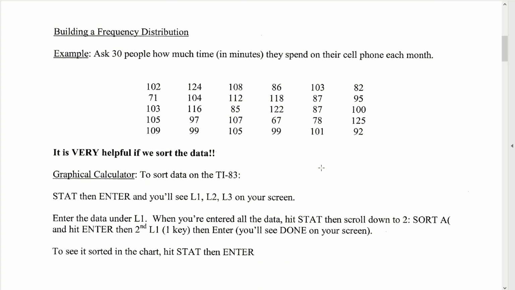Let's take a look at an example together. Suppose we are asked to build a frequency distribution for 30 individuals. So we have these 30 values all together to describe how much time they spent on their cell phone each month. So we have this raw data set. One of the things that's going to be very helpful to us, and something we're going to do throughout the class, is the concept of data entry.